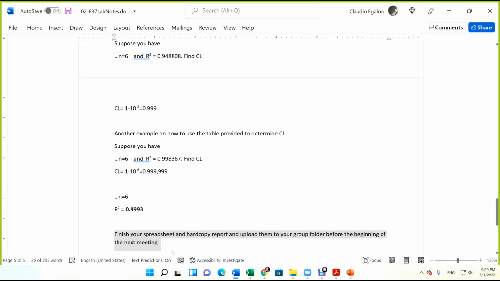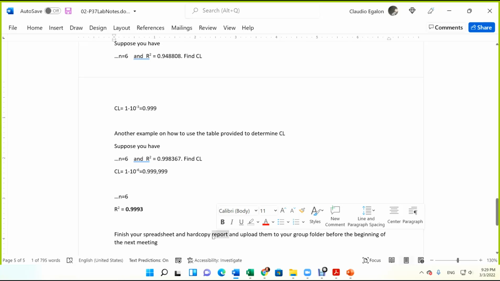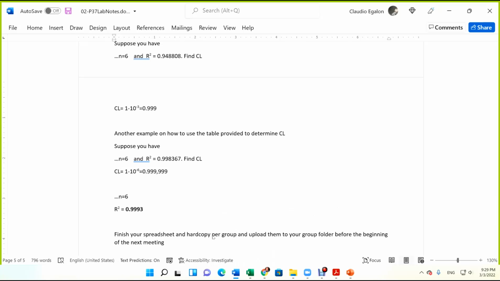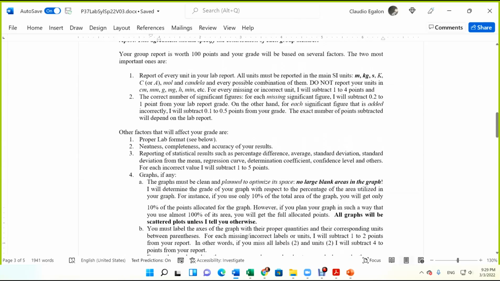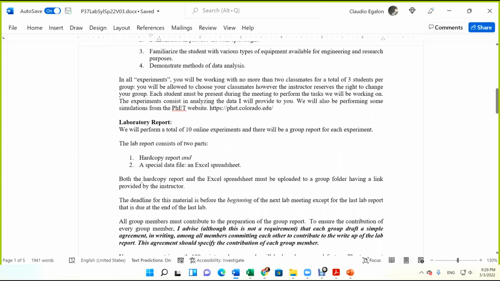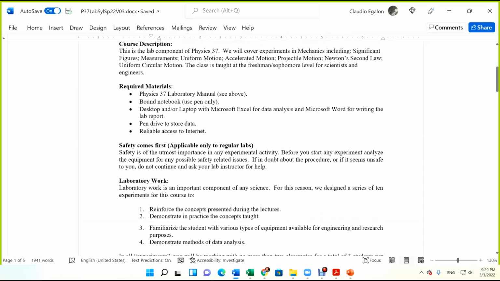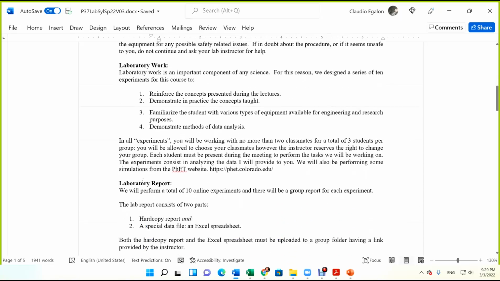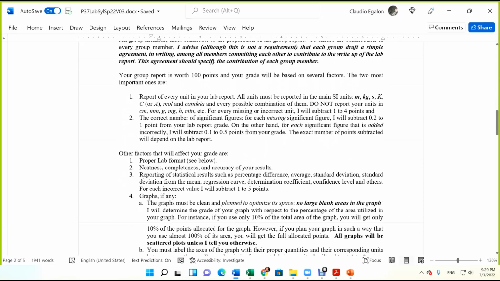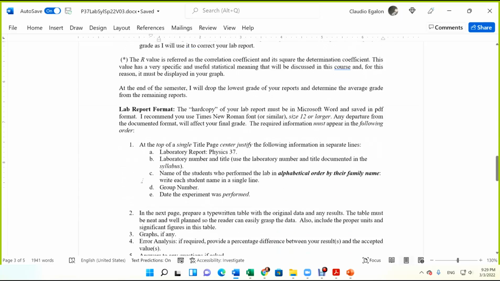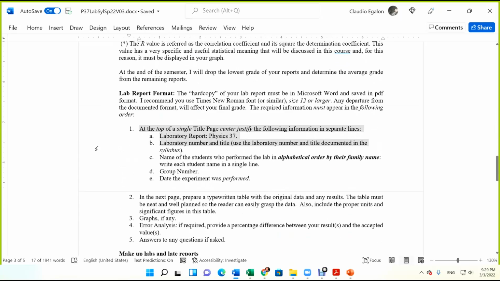Professor, does that mean we all have to turn in our own spreadsheet into the folder? No, per group. One spreadsheet and one hard copy per group. So there should be at the very least 2 files per group. Yeah, 2 files. You know what the format of the hard copy is, right? It'll be on the syllabus. Let's see here. Library. At the top. Okay, here you go. 1, 2, 3, 4, 5.